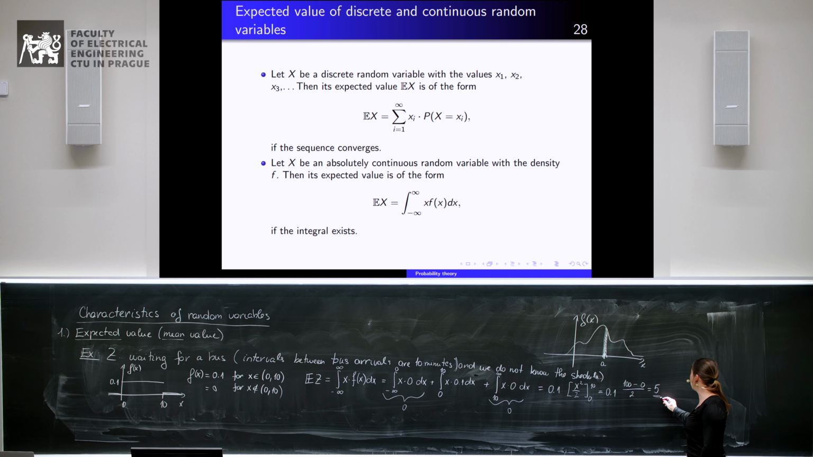And it is the expected value or the mean value of the random number describing the time of waiting for a bus. In fact, it is not surprising, because when we have the interval between 0 and 10 and the probability is uniformly distributed in this interval, then we can expect that the mean value will be in the middle of the interval. But you can see that when we calculate the expected value using the description, it really gives us the number 5.